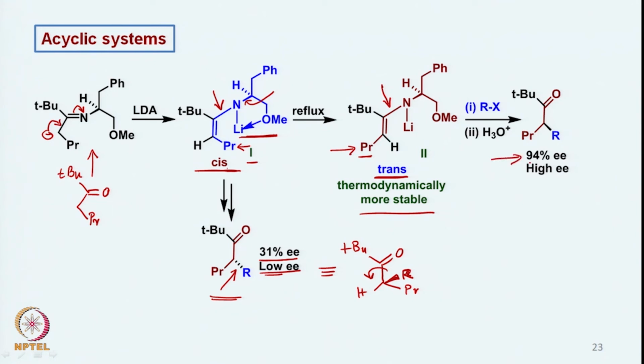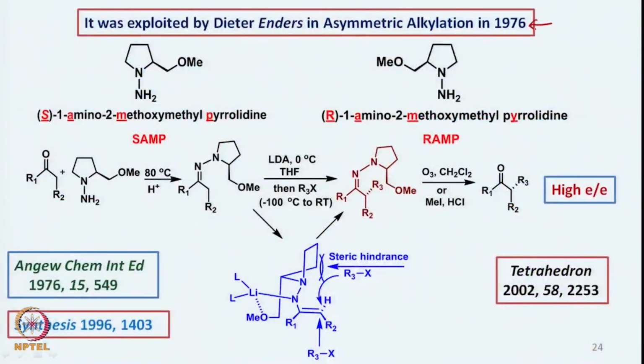So this is the reaction of the acyclic systems. There are advantages and of course disadvantages. Now this was exploited by Dieter Enders in asymmetric alkylation in 1976, and there are two very well known ligands, SAMP and RAMP, which are chiral ligands, prepared and used as you can see here.